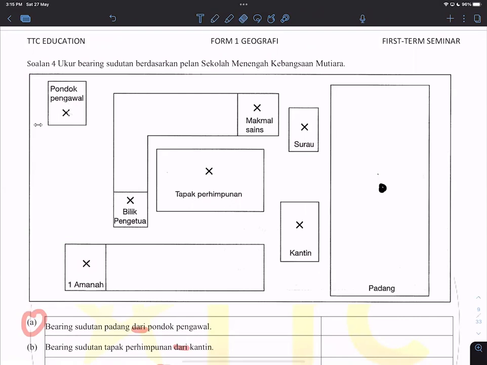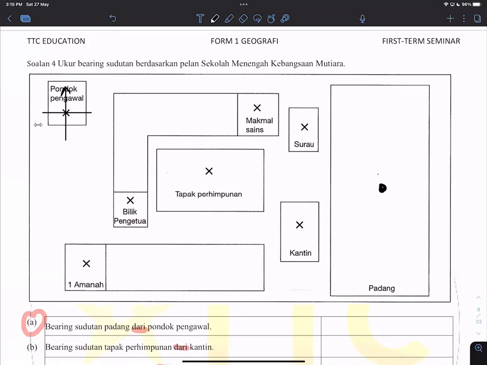So how to draw? You guys have the ruler, right? Make sure the ruler is aligned with the side, with the edge. Okay, so this is the bearing sudut for the arah mata angin. And then this one. Okay, luckily I'm using iPad. It helps me to automatically adjust the straight line.